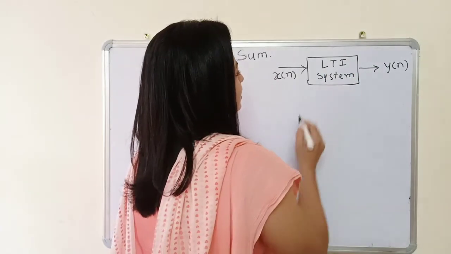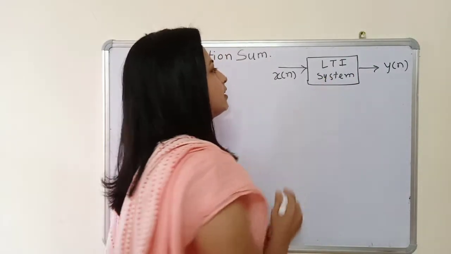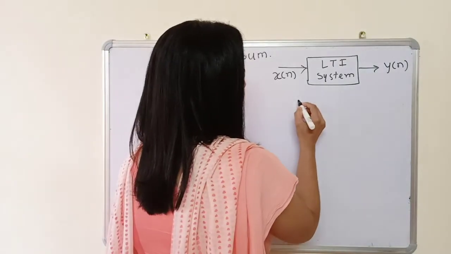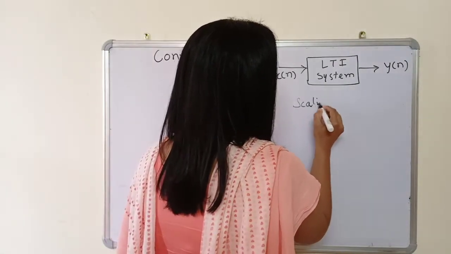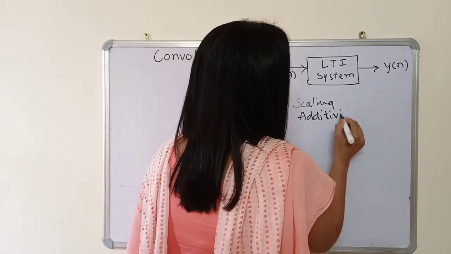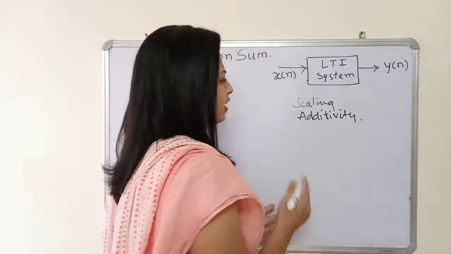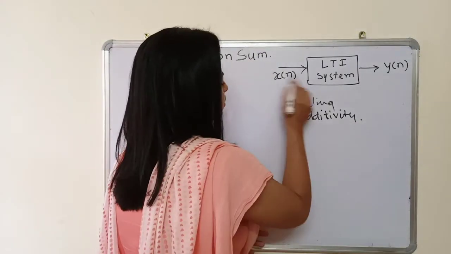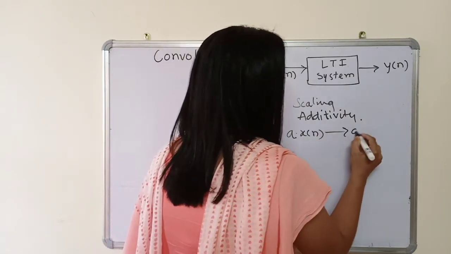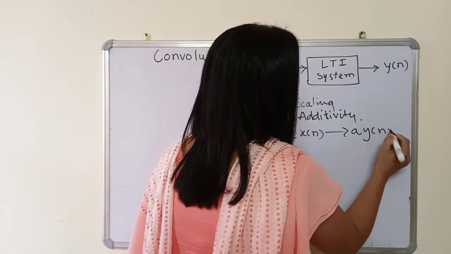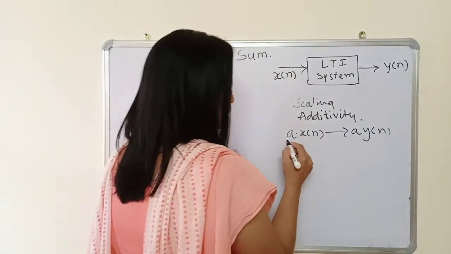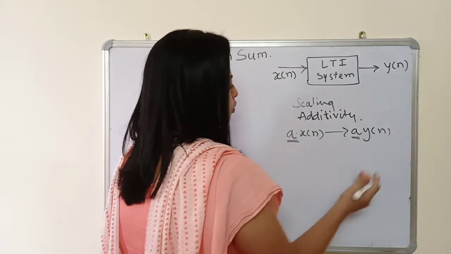An LTI system is taken here. LTI is a linear time invariant system. So what is linearity? Linearity is when the system follows the properties of scaling and additivity. What is scaling? If I scale the input x of n by a constant a, then the output produced is a y of n. This is scaling, when the same scaling factor appears at the output.